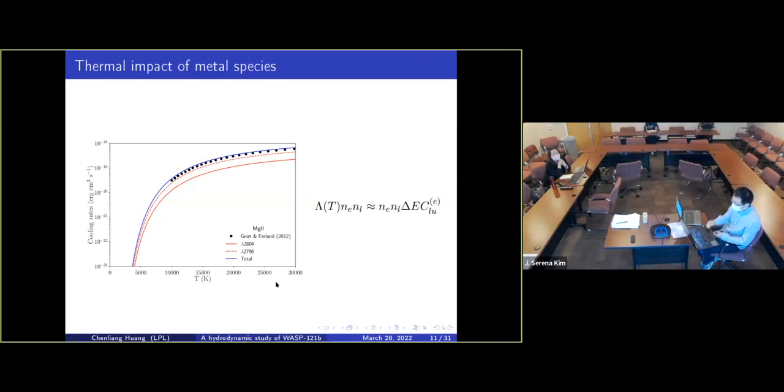We also compare our result with the Knight and Furlan 2012 paper. They used the ISM code Cloudy to calculate the cooling at several temperatures, and it agrees relatively well. So magnesium-2 is relatively simple and its rate is large. We also have the iron. Iron is much more complicated because of the level population. I'll just skip the details in this talk.